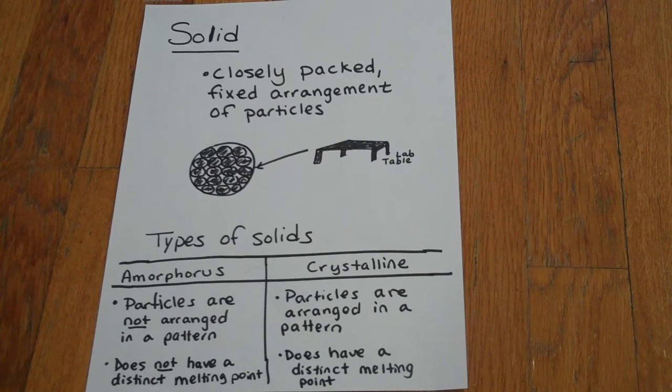There are two types of solids. The first is amorphous. In amorphous solids, the particles are not arranged in a pattern, and there is no distinct melting point. The other type is crystalline. In crystalline solids, the particles are arranged in a pattern, and there is a distinct melting point.